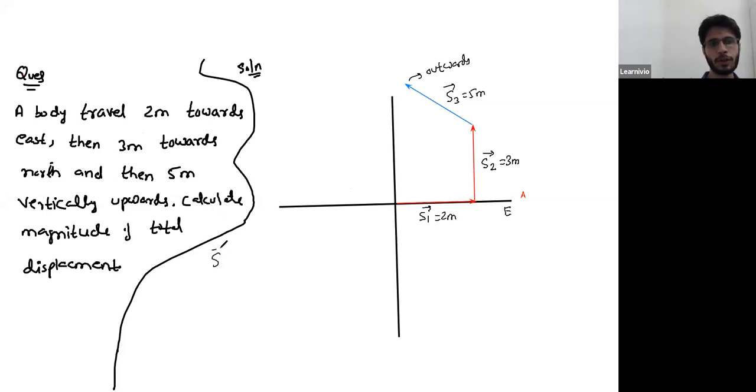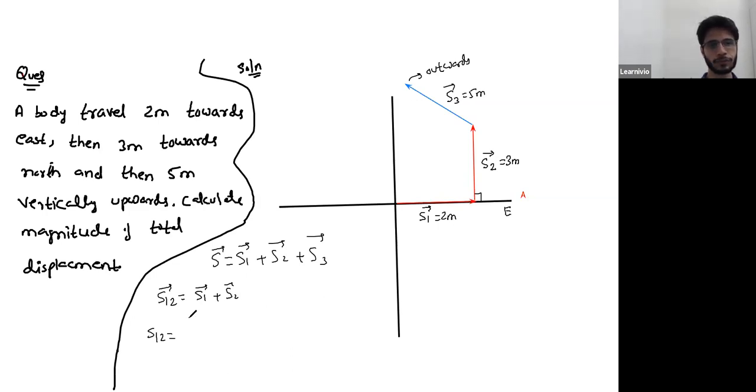So we can add them up using the polygon law. I can write that S is S1 plus S2 plus S3. But we don't have a formula for adding three vectors directly. We will first add two vectors. Let's first write a vector S12, which is S1 plus S2. Vectors S1 and S2 are perpendicular to each other. To calculate their magnitude, I am using the simple triangle law.